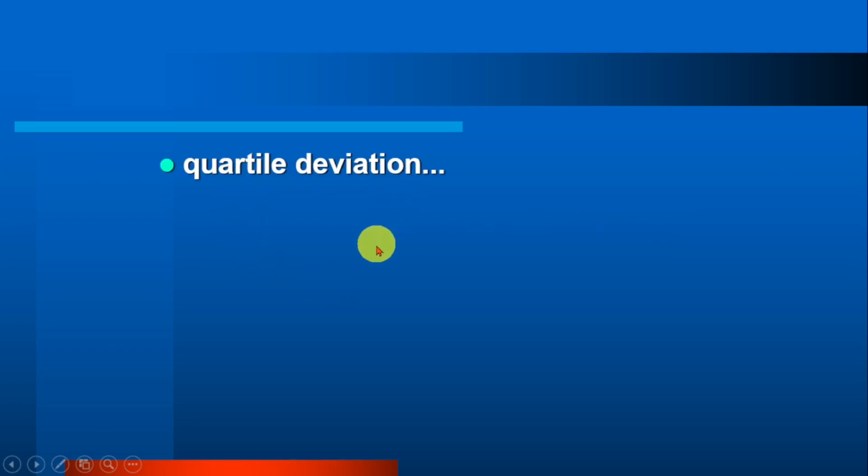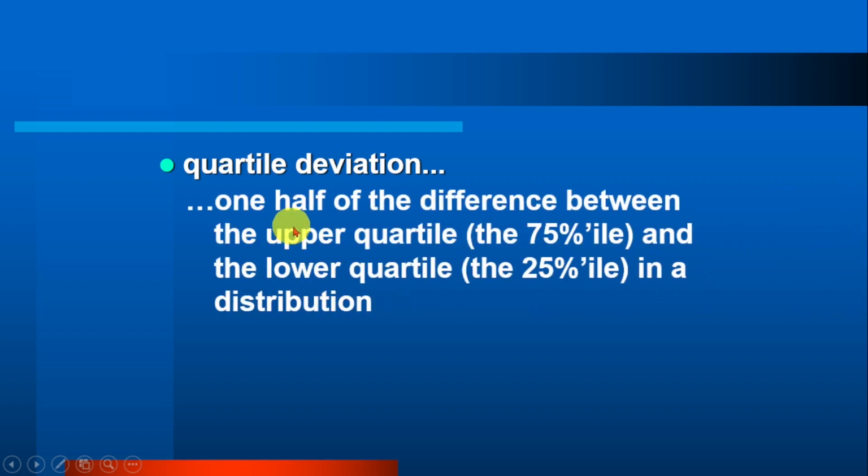Quartile deviation: one half of the difference between the upper quartile, meaning 75%, and the lower quartile, 25%, in the distribution. Quartile means we divide the data into four parts, so it is half the difference between the upper quartile at 75% and the lower quartile at 25% in the distribution.